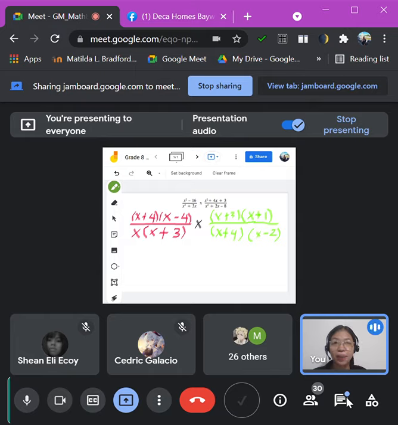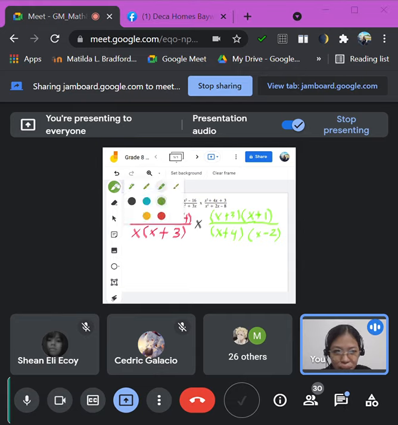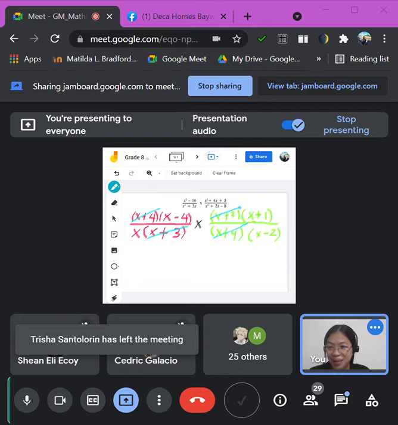Nga gibuhat gyapon nato atong simplifying, in which we are going to look for the same terms or the same expression. So, ang atong makancel ani, di ba class? Gamit na sa taglaing color para colorful. So, we have here x plus 4 makancel. We have x plus 3 makancel. Di ba class? Wala nay laing makancel, wala na.